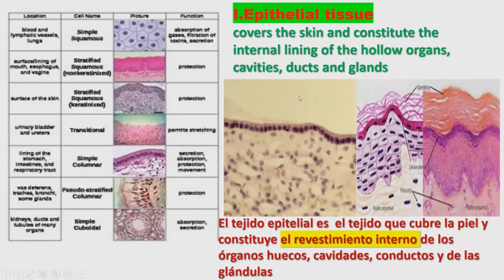Epithelial tissue covers the skin and constitutes the internal lining of the hollow organs, cavities, ducts, and glands. You can observe this table. In this column, you can see the location. In the next column, you can see the name of the cell, the image, and the function of the different types of epithelial tissue.